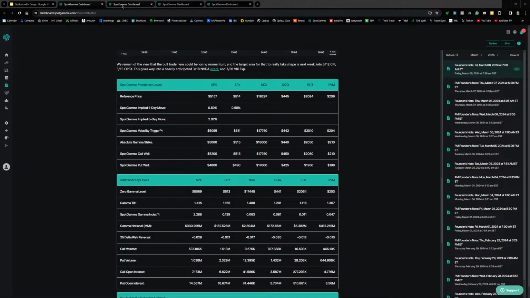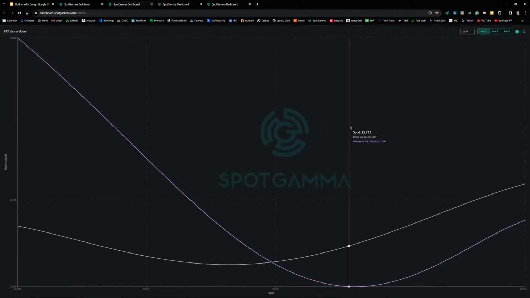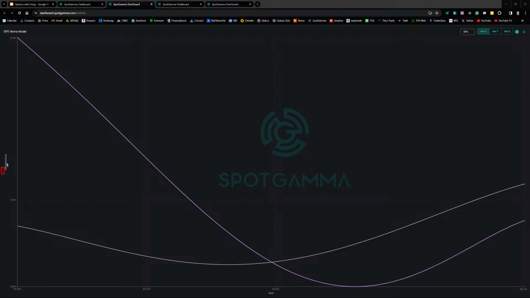For SPX and NDX, the numbers shifted lower, and for SPY and QQQ, the numbers shifted higher compared to yesterday. All right, let's take a look now at the Vanna model. This is definitely in play for today and gives us an idea of how market makers may be reacting to changes in price and implied volatility. What this chart is showing is market makers' delta notional, or their delta exposure, on the vertical axis, the spot price for SPX on the horizontal axis.